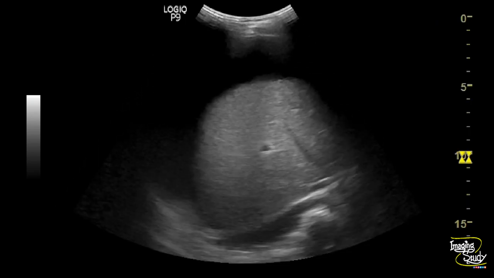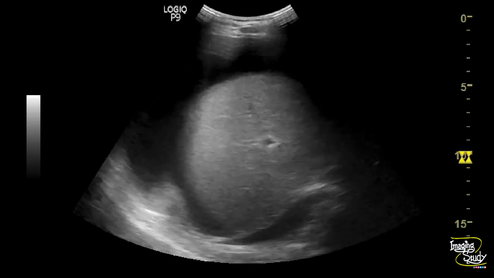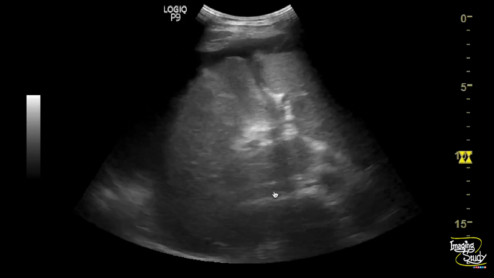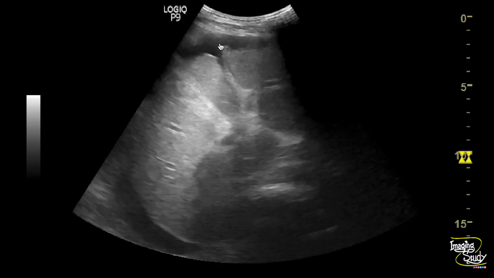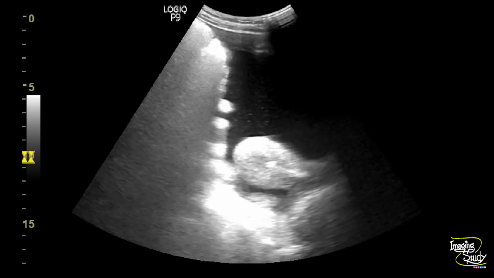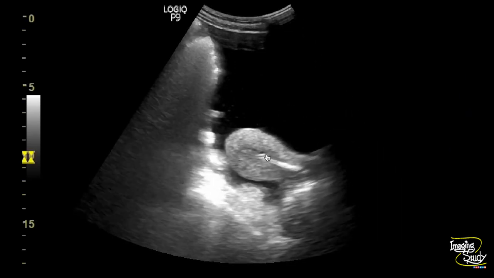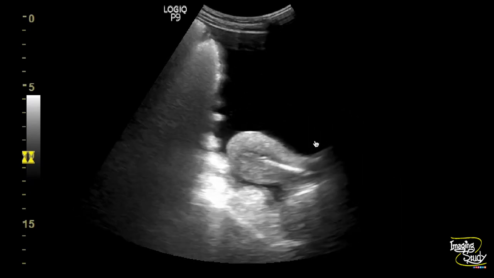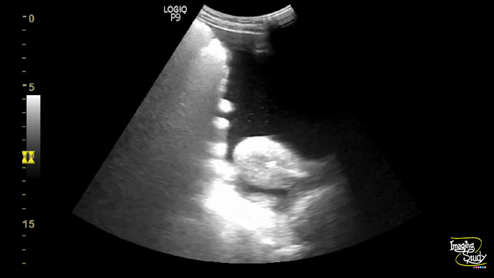Here's again another case of cirrhotic liver. You can see the gallbladder wall is thickened, there is ascites and nodular shape. On the lower abdomen, you can see a displaced intrauterine contraceptive device within the lower uterus. This patient was 25 years old with hepatitis B virus infection.